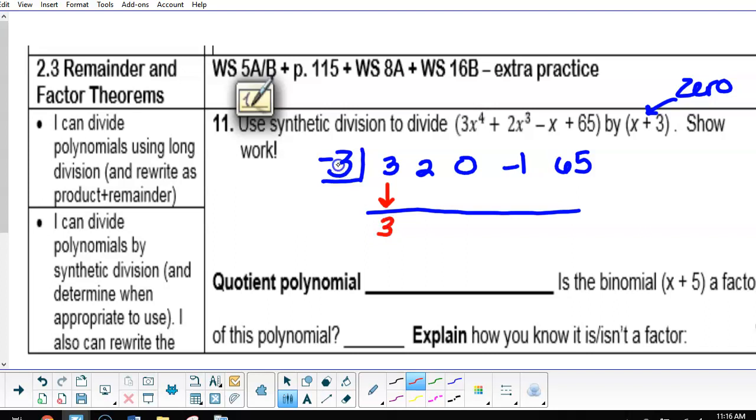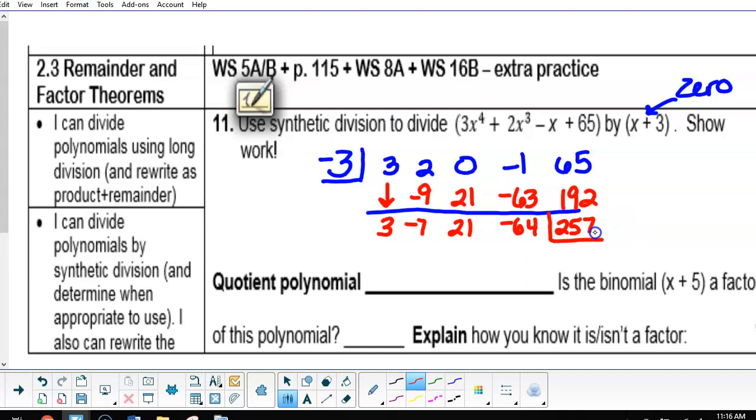Bring down the 3, -9, add is -7, multiply is +21, add is 21, multiply is -63, add is -64, multiply 12, 192. No? Okay. And so 257. Did someone else do that and get that horrible remainder?